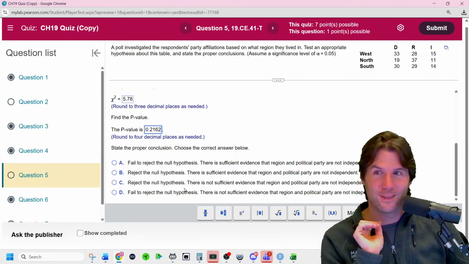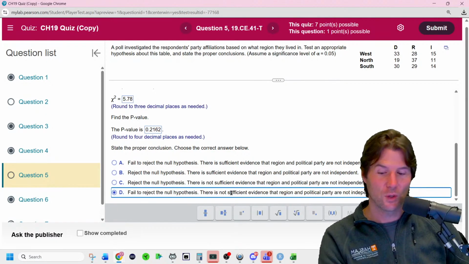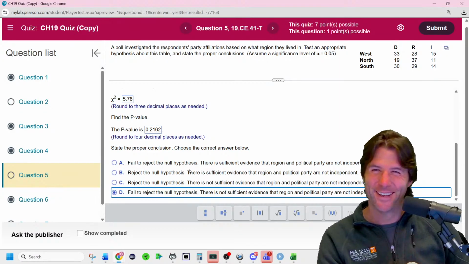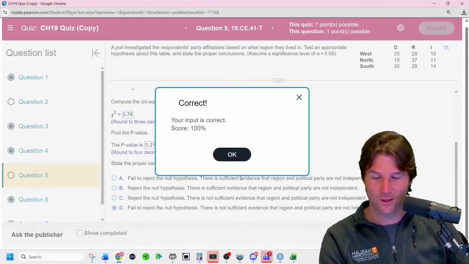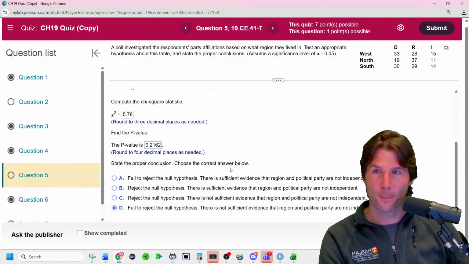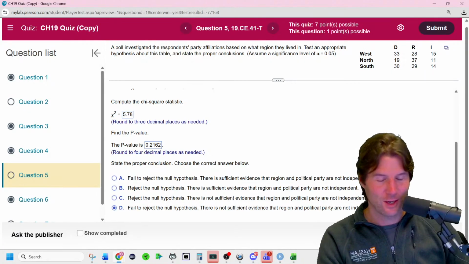Oh, wait, so we do not reject, and there's not evidence. We only have evidence for the alternative when we reject the null. So we do fail to reject, and then there's not evidence. Sufficient evidence is for the alternative. So yeah. No, don't worry. It's just practice.